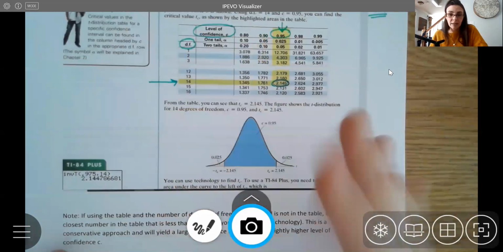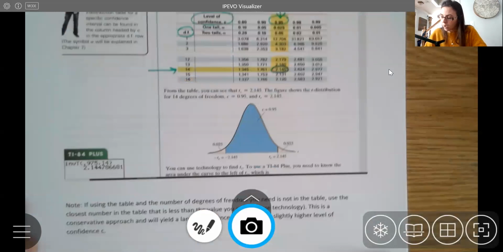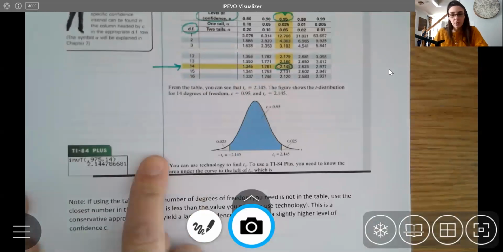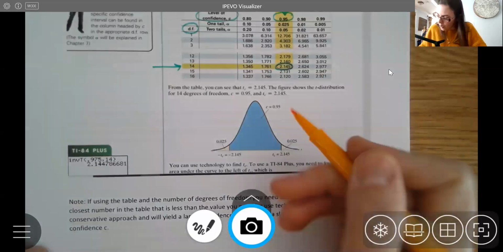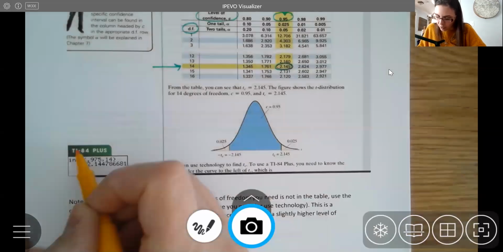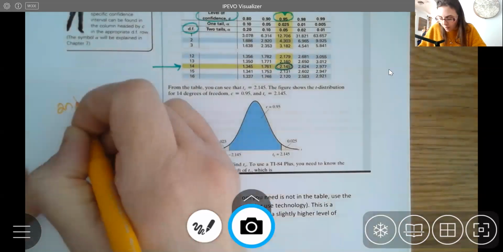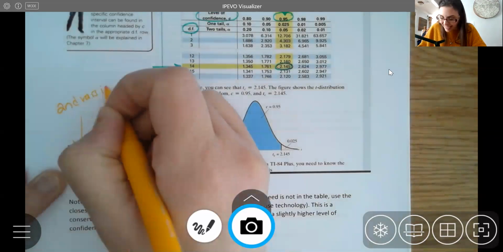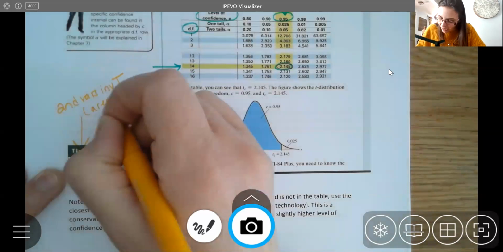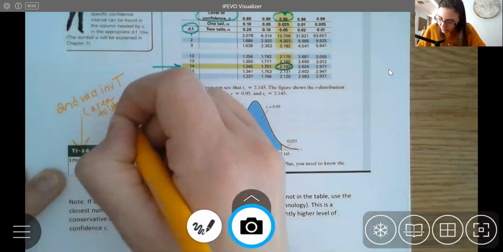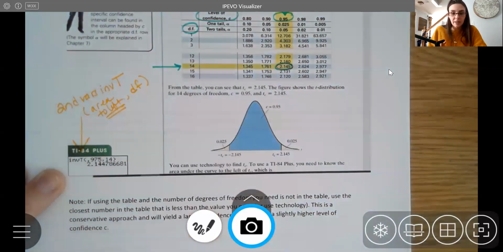So this is probably one of those rare cases where I would recommend the table just because it's going to actually be faster. If you want to use technology, though, it's very similar to inverse norm that we did before. When you're using technology, instead of inverse norm, you're going to press second vars, and you're going to use inverse t because we're doing the t distribution. And again, you do have to put in an area to the left when you use the calculator, and your degrees of freedom. That's what you have to enter.